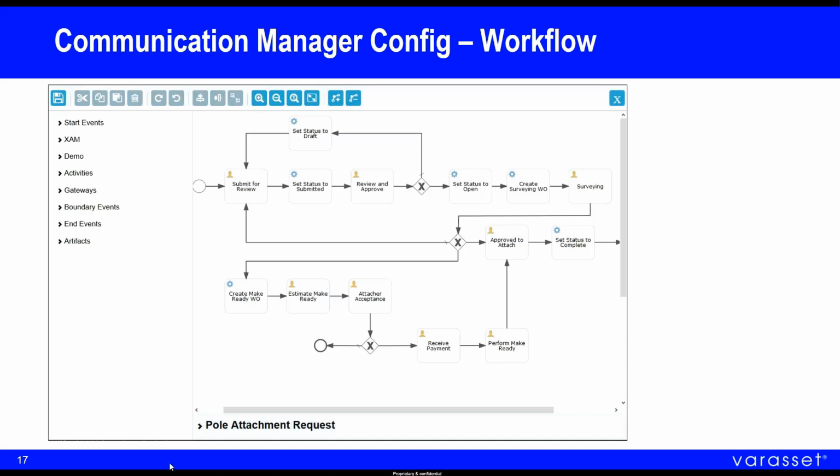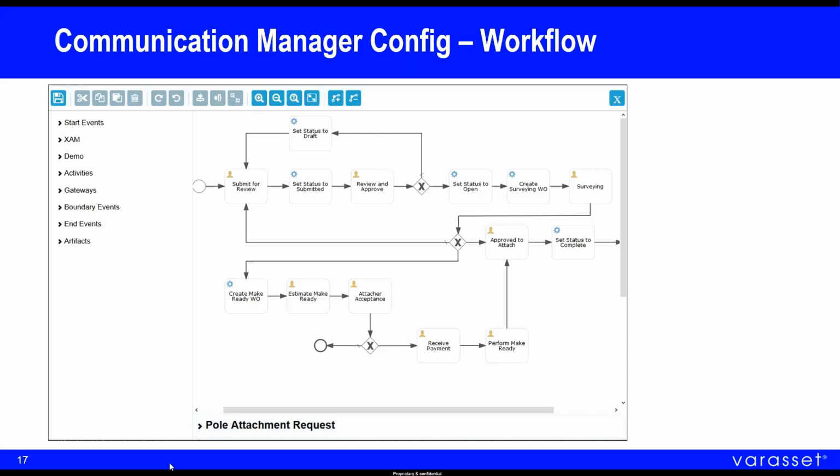Now, the big piece of Communication Manager config is obviously the workflow. So how we actually manage what tasks each party will get and basically the routing of these tasks throughout this attachment request or One-Touch Make-Ready request process. So we do have a workflow engine built into Varasset that we do leverage, and this is a screenshot of the workflow builder, and this is just a sample of an attachment request process where we can actually configure out the steps in the process and include even some decision points along the way, and some system tasks as well.